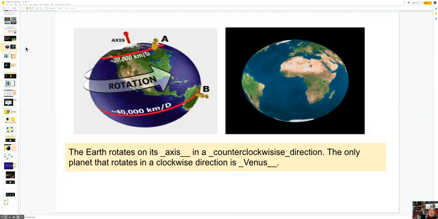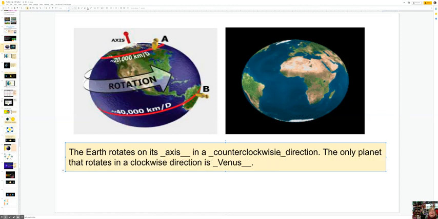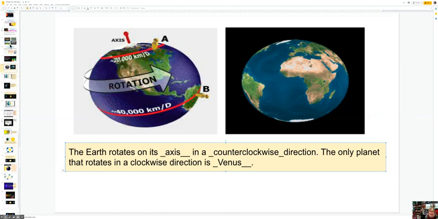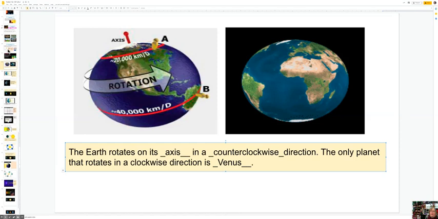Now, the next slide, kids, the Earth rotates on its axis in a counterclockwise direction, and obviously I can't type. Now, the only planet that rotates in a clockwise direction is Venus. And kids, we got that information by going back to, like, I don't know, slide 9 or 10. I don't remember. But it's in our notes.